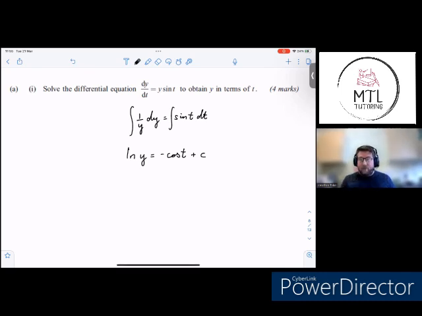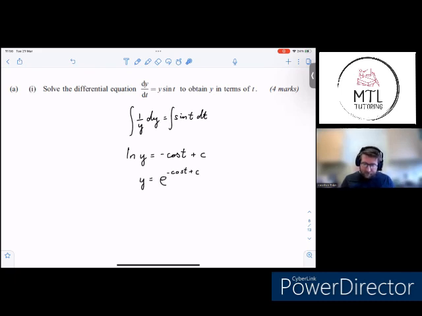Now, this is a general solution, and they haven't given us boundary conditions, so they want the answer as a general solution. We want y in terms of t, so we want to get y on its own. In order to get rid of natural log, we exponentiate both sides. So that becomes y equals e to the minus cos t plus c. And now this plus c, we can just replace with an A in the front. Okay, that's standard. You can just do that.